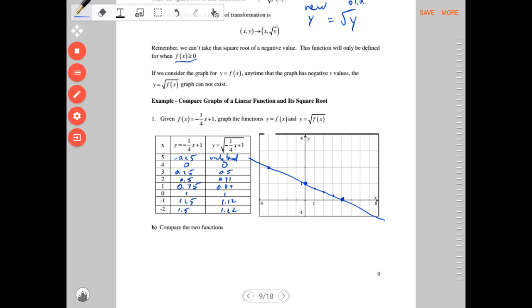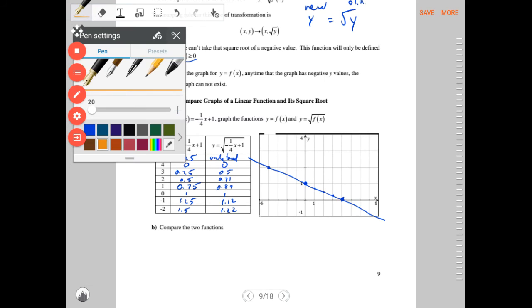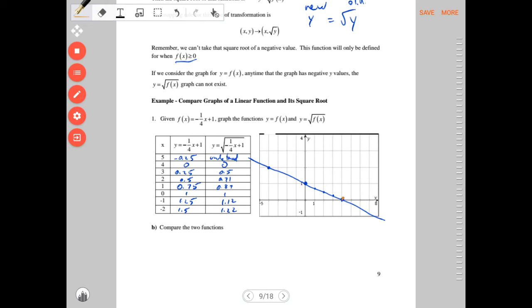So let's graph those. The first point, here I'll graph in orange, was 0, 0. Remember, down here at 5, the graph couldn't exist. All of these y coordinates are negative, so you can't square root them. So the graph of root f of x doesn't exist down here. It does exist here, so 0, 0.